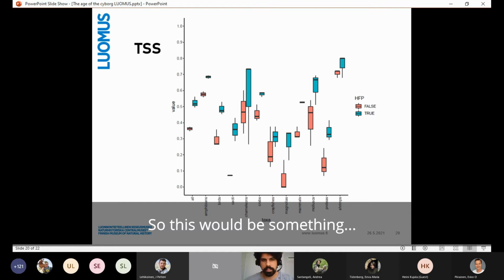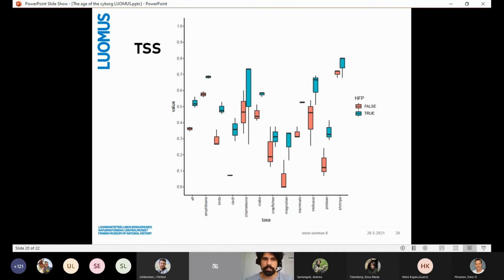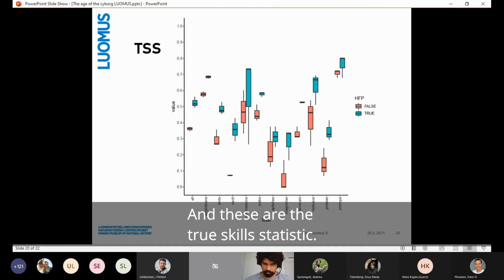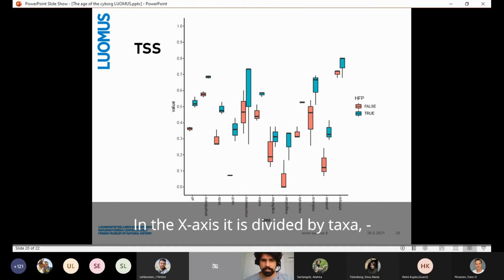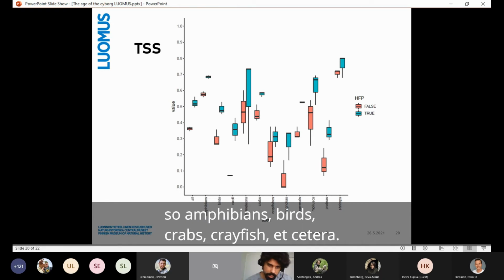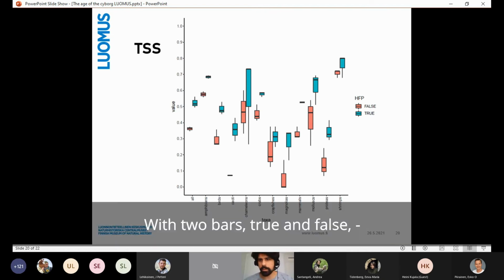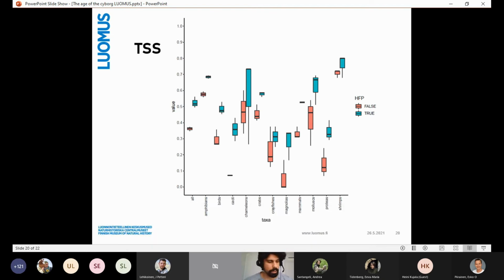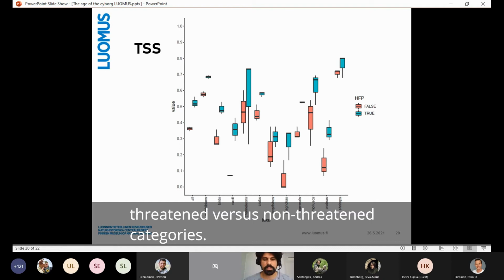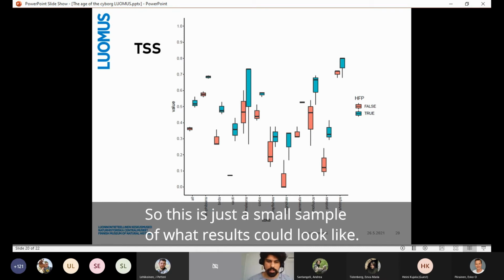So this is part of his results, and this is the true skill statistic. In the x-axis you have it divided by taxa. So you have amphibians, birds, crabs, crayfishes, etc., and you have the true skill statistic for each of these taxa, with 2 bars, one for true and false, respectively, threatened versus non-threatened categories. So this is just a small sample of what results could look like.